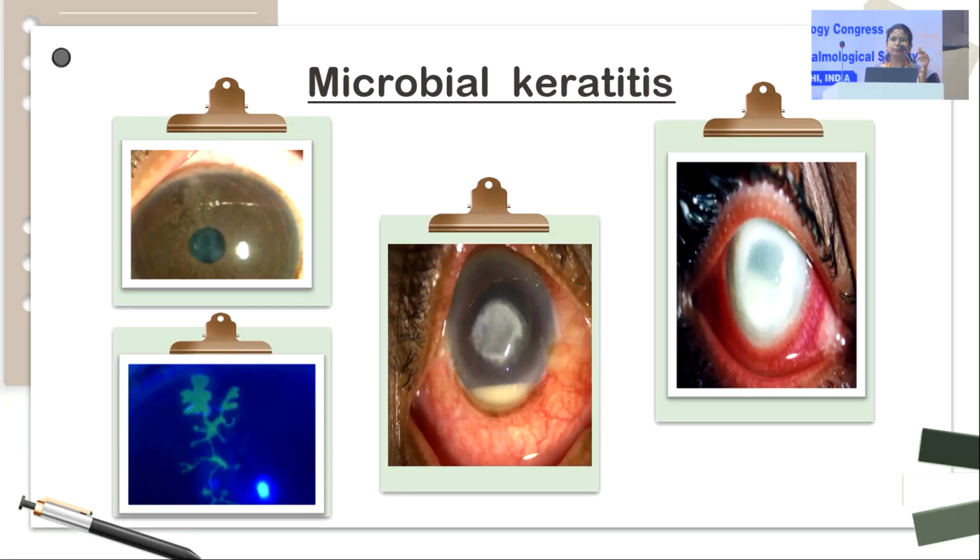In the epithelium, you have to stain with fluorescein and look for any forms, like if you have a dendritic form, we will be dealing with herpes simplex keratitis. And in an ulcer, describe the size, shape, margin, extent of the ulcer, and whether it's associated with hypopyon.